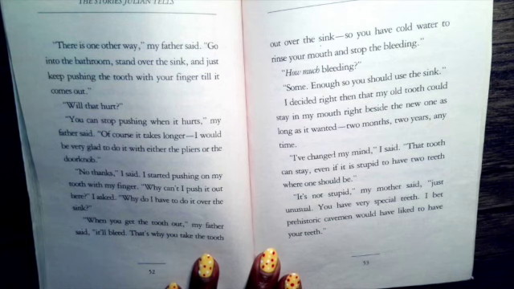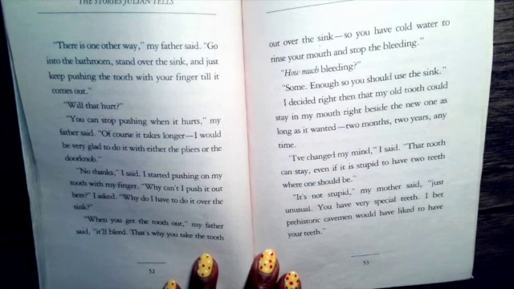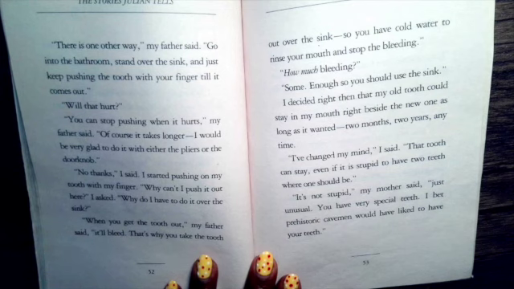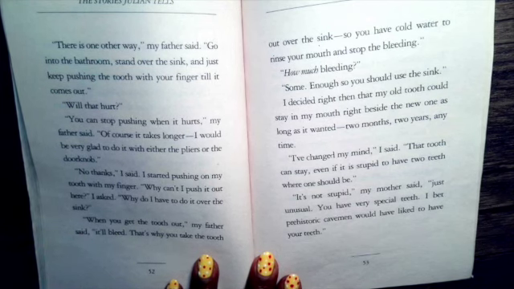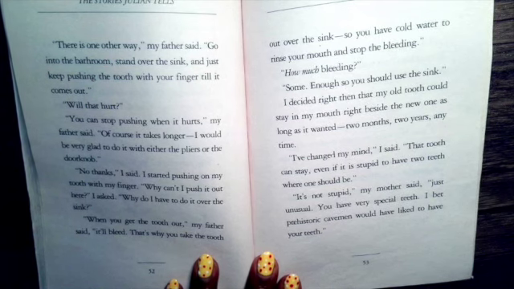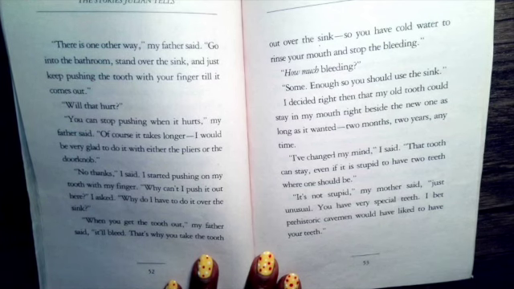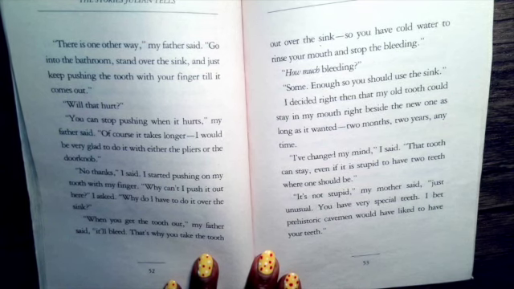Of course, it takes longer. I would be very glad to do it with either the pliers or the doorknob. No thanks, I said. I started pushing on my tooth with my finger. Why can't I push it out here? I asked. Why do I have to do it over the sink? When you get the tooth out, my father said, it'll bleed. That's why you take the tooth out over the sink, so you have cold water to rinse your mouth and stop the bleeding. How much bleeding? Some, enough so you should use the sink.